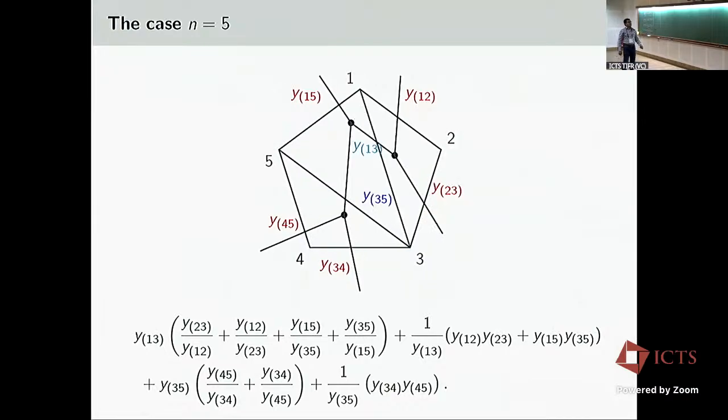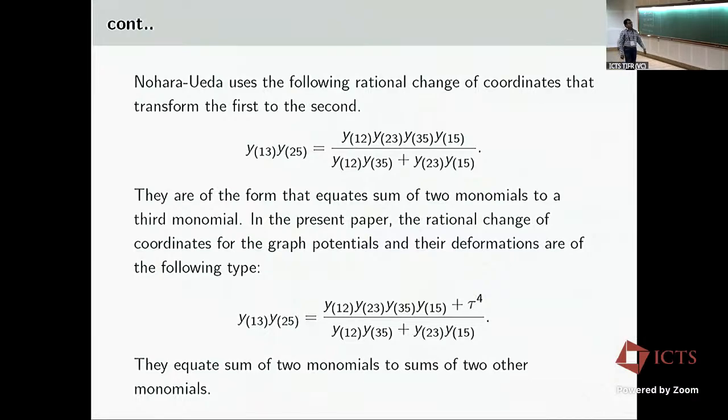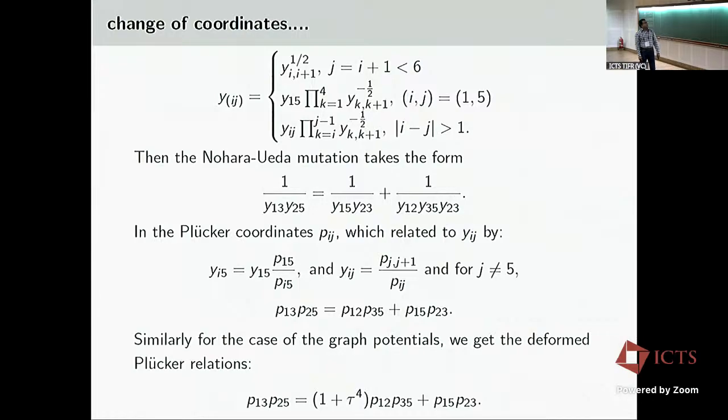Then Nohara Ueda takes a transformation of this form, the same transformation that he had for the Plucker. And if you take ours, it looks like this. Again, they equate a sum of two monomials to a sum of two other monomials. If you do another change of coordinates, this one looks a bit funky, but again there's a complete general formula. You will recover something like the Plucker coordinates, exactly the Plucker coordinates that Nohara and Ueda recover. Then you have the Plucker relations, but deformed with this factor of 1 plus tau to the power 4.